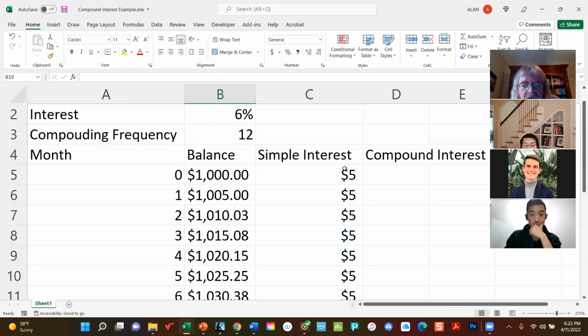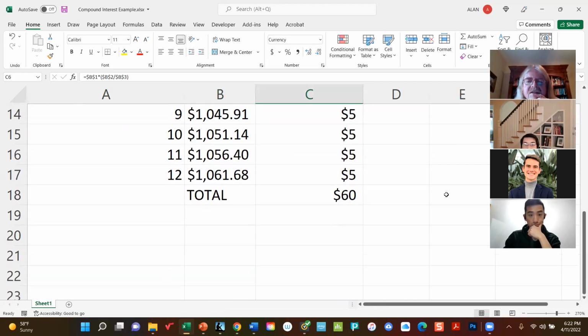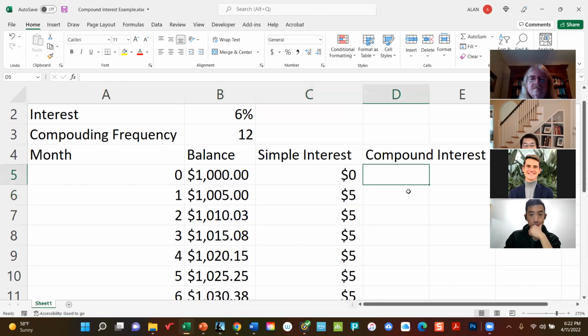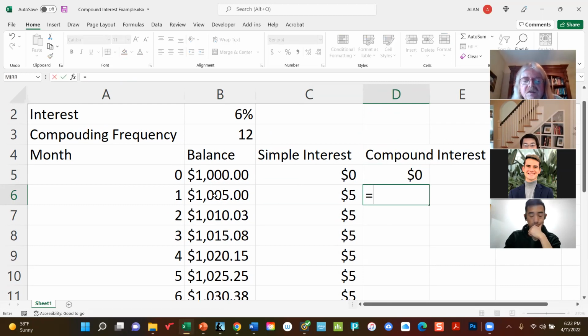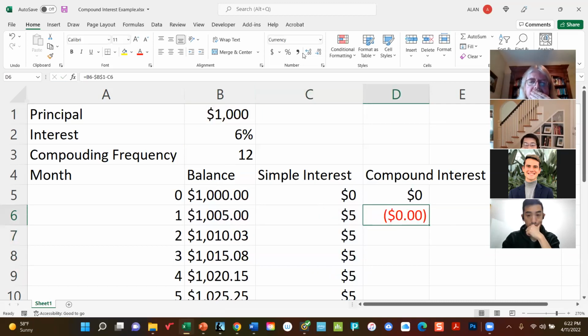Wait, that can't be right. Oh no, it would have been 0. Sorry, it's 0 here. Okay, great. It's 60. Now, here, what I have to do is figure out how much of this interest I see over here is compound. So in other words, I'm going to take this actual balance minus the original principal minus the simple interest. And so here, there's nothing left. It's just 0. So the compound interest is 0.